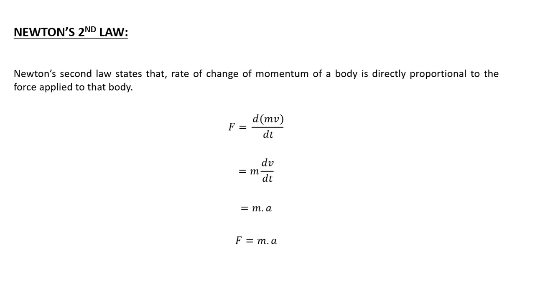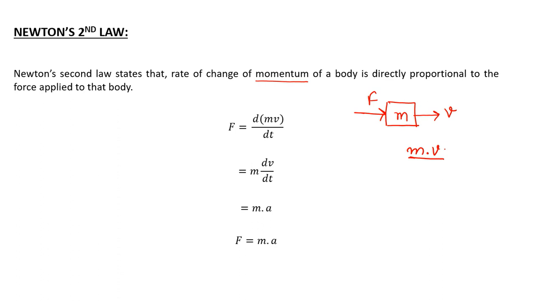Newton's second law. Newton's second law states that the rate of change of momentum of a body is directly proportional to the force applied to that body. In this law, there is one term, momentum. We know that the formula of momentum is mass into velocity. Now let's suppose there is a body having a mass m acted upon by a force in this direction, and this body starts moving with the velocity v in the direction of force applied.